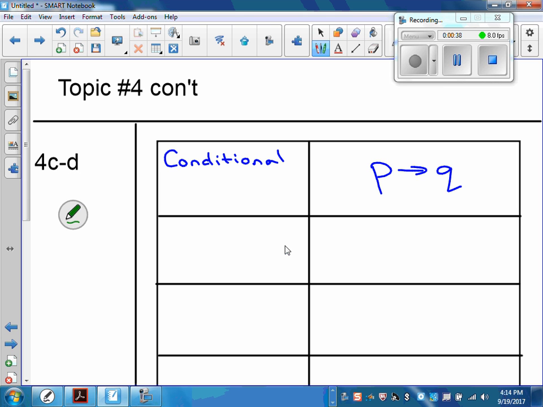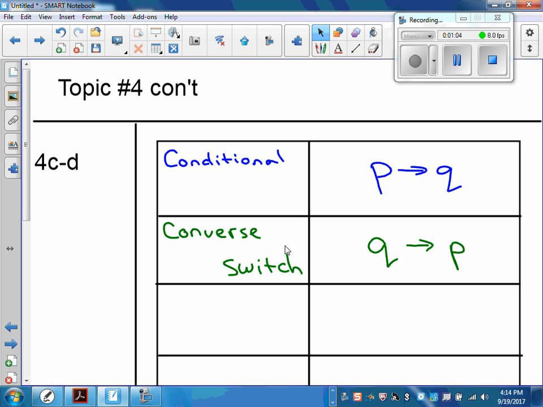From there, we go to the converse. The converse really can be summarized very nicely with just the word switch. We're switching the hypothesis and the conclusion. Remember, the hypothesis being P, the conclusion being Q. So here, we take if Q, then P. That's the converse of the original conditional. So conditional is if P, then Q. Converse is if Q, then P.